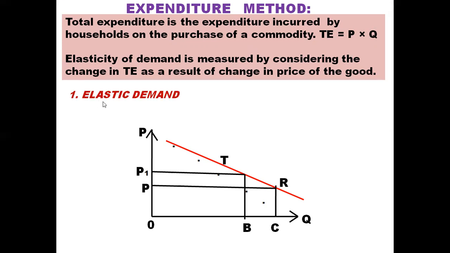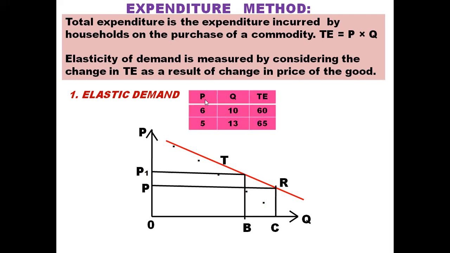So first we see the first situation, which is elastic demand. Suppose initially the price is 6 and the quantity is 10. Then the price falls to 5 and the quantity increases to 13. Now let us find total expenditure. So 6 into 10 gives us 60. And when the price falls to 5, total expenditure increases to 65, that is 5 into 13 gives us 65.